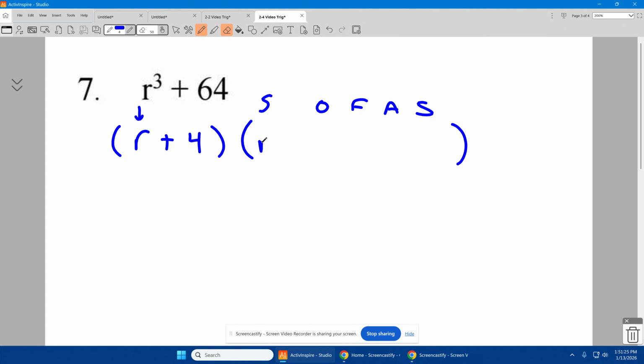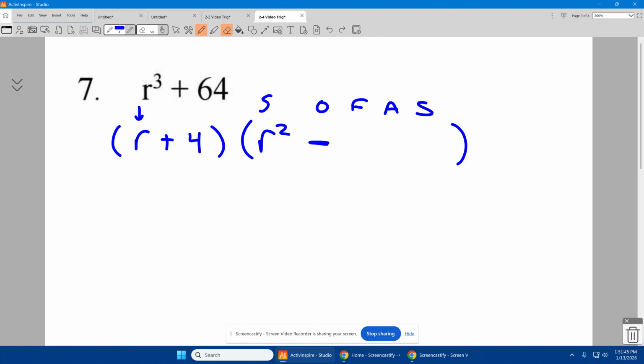R times R, r squared. Right now I need to have a plus sign or a minus sign. Is it r squared plus something or r squared minus? I will always do the opposite. O stands for opposite. Since this was an addition, it is going to be a subtraction. The problem was an addition, so we're going to do a subtraction sign right here.